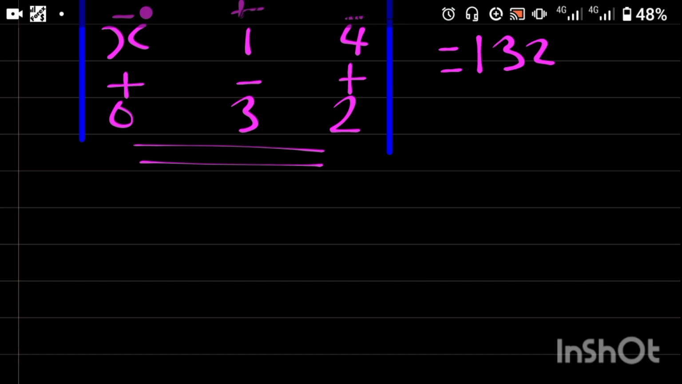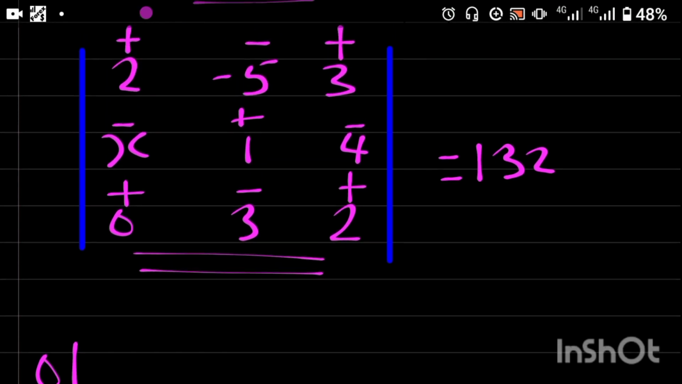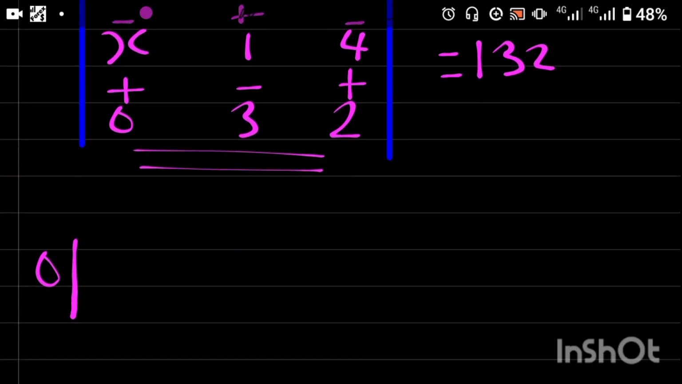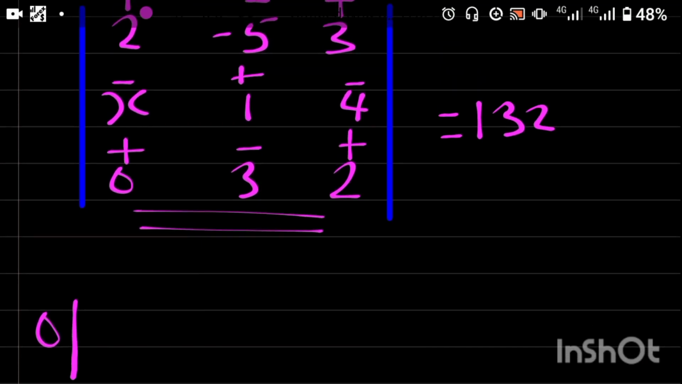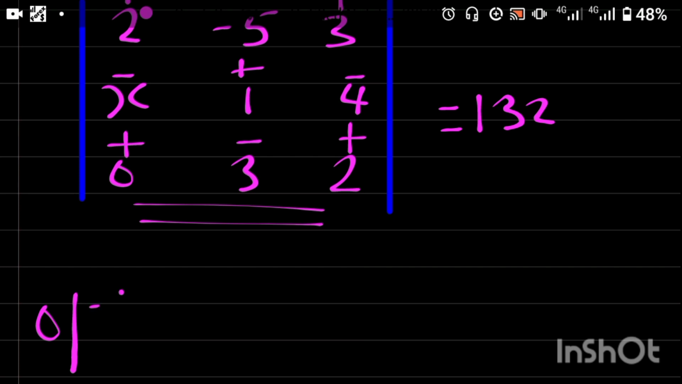Now let's start. 0 into, once you pick an element, cancel the row of that element and the column of that element and write the remaining elements you have. This helps you to reduce the matrix to a 2 by 2 matrix. Minus 5, 3, 1, 4.